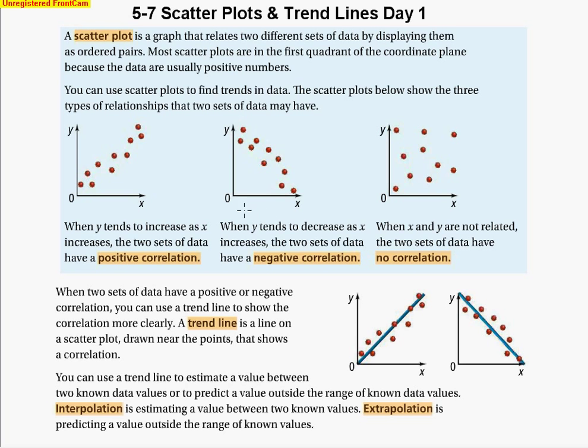Where this one appears to have negative correlation because the y values are decreasing as the x values get bigger. This one has no correlation. We don't see it going up or down in any way. And so what we can do with this is predict some data, predicting what outcomes could happen outside the values that we have, or maybe even inside the values we have.